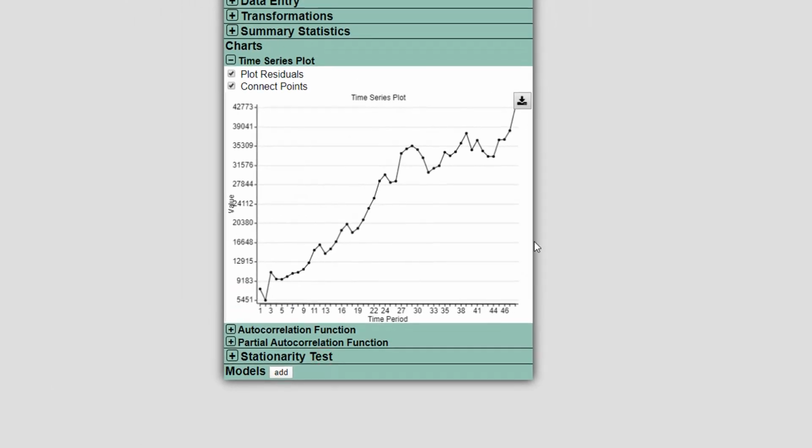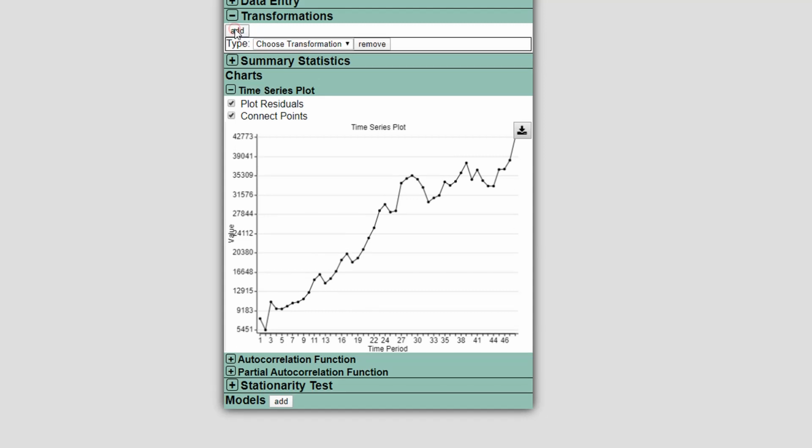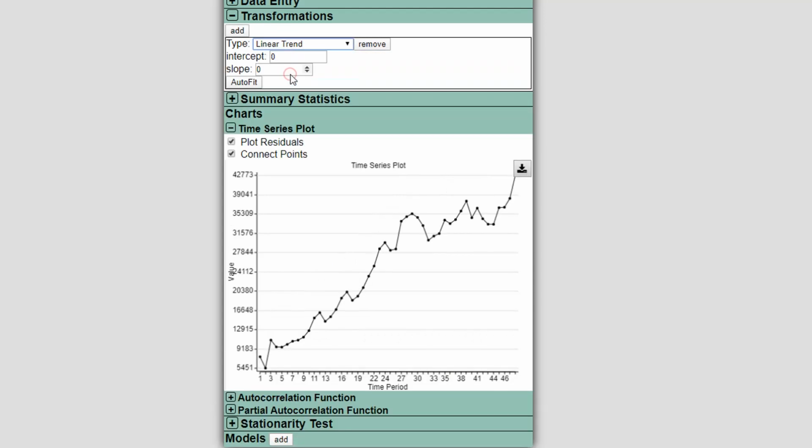Now, when your time series is not stationary, you can apply transformations to the data to make it stationary. Essentially, you can look at whether the residuals are stationary if you do a simple transformation. So let's open transformations and add a transformation. This one definitely looks like it has a linear trend, so I'm going to add a linear trend transformation. I can specify the intercept and the slope, or I can click autofit to fit a simple linear model to the data, which is the simplest thing to do.